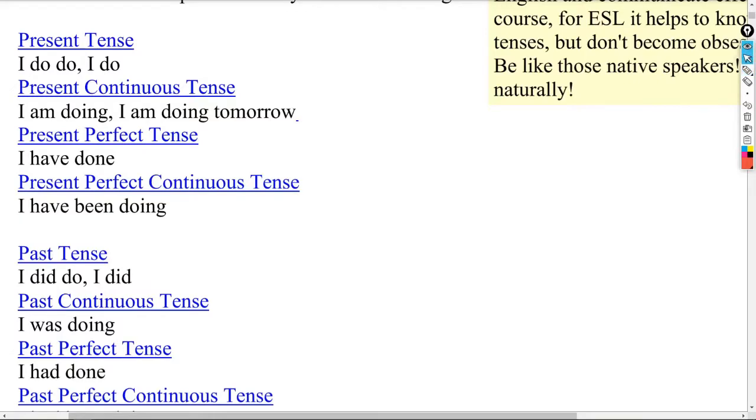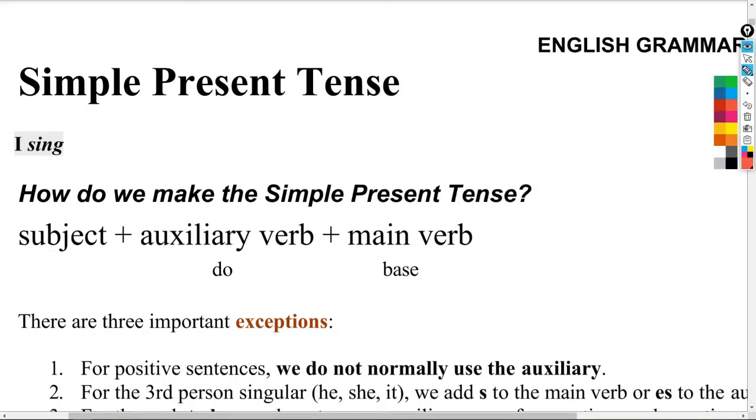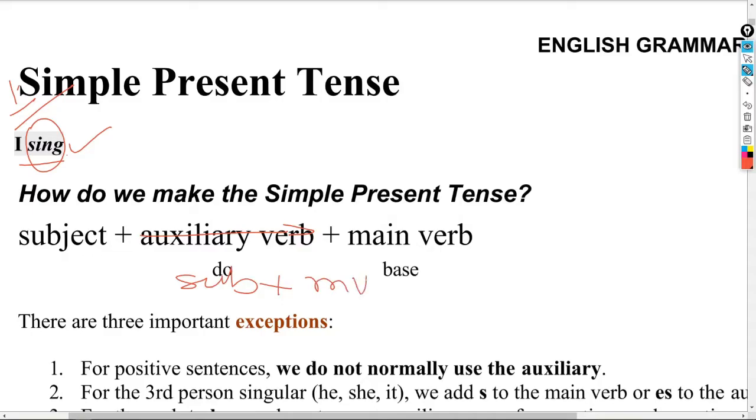So first let us talk about the present simple tense. We have already discussed the present simple tense. Now let us continue with the same. Suppose the sentence is I sing. Then after that you can put the full stop, and this will be a sentence in the present simple or simple present tense. So how do we make the simple present tense? We can make it by the use of the subject plus main verb plus object. So this is the format.